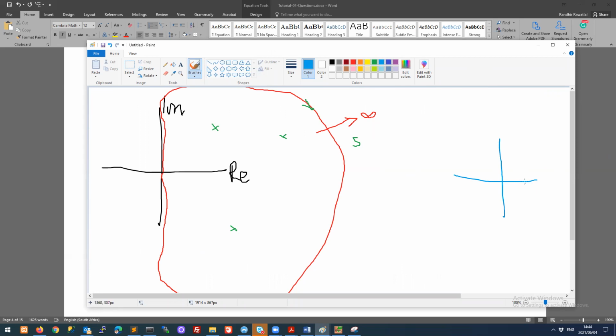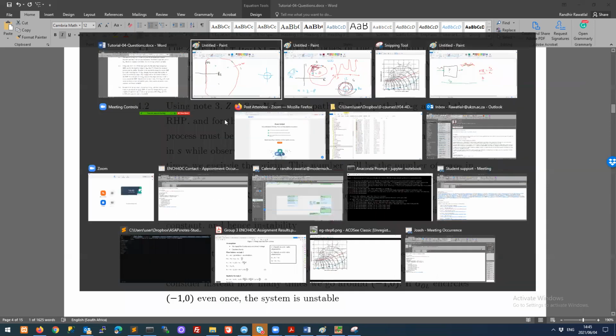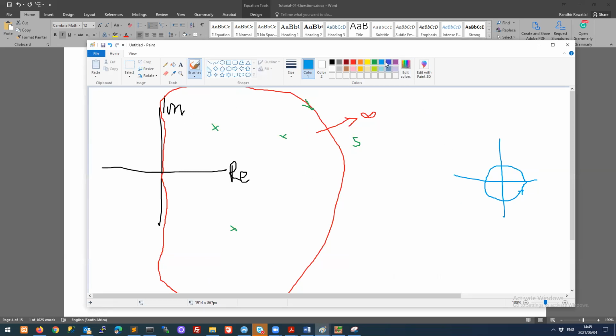if G ever goes around the origin even one time, then that must mean that there is a pole in the right-hand plane, right? Because we've said here Z equals N, that's going to tell us that there is a 0 somewhere in here. Remember, we are worried now about this function, 1 plus G open loop equals 0. So we want to know, does this function ever have a 0 in the right-hand plane? And the way we do that is we travel around the right-hand plane here, and we observe what G is doing as we do that.